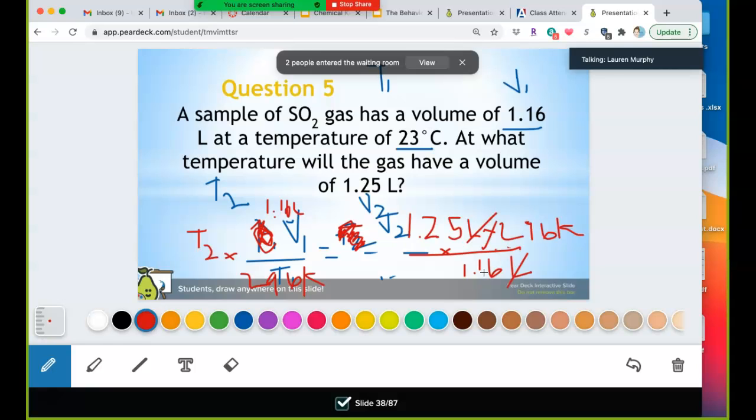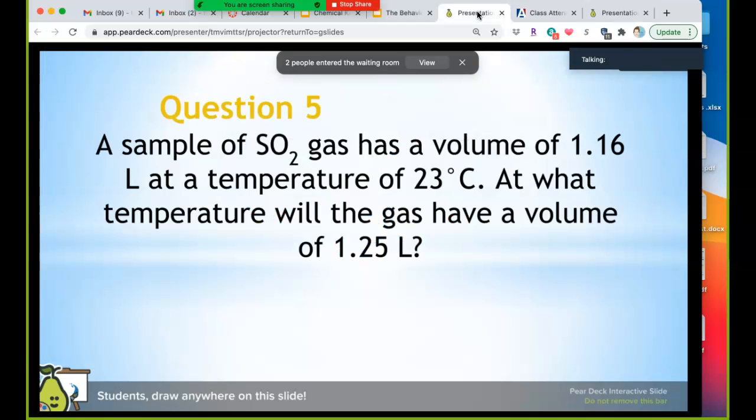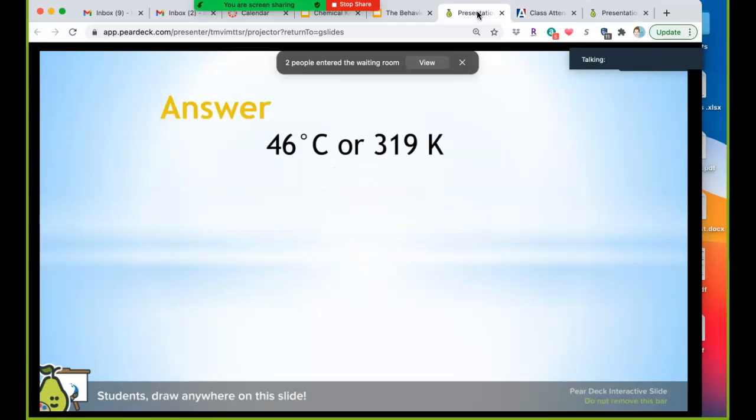Again, 3 sig figs for your answer. And you go, well, why? This is 2. Yeah, you're right. This is 2, but I didn't use 23 in here. I used 296, and that is a 3-digit number. So take a second to calculate it out. So I'm going to end with this one. And you should get 319 Kelvin.